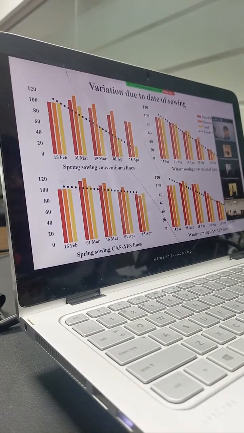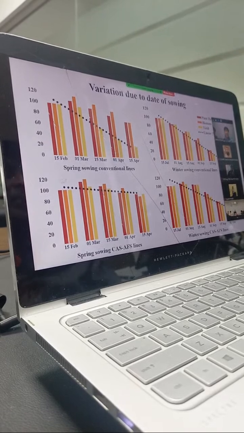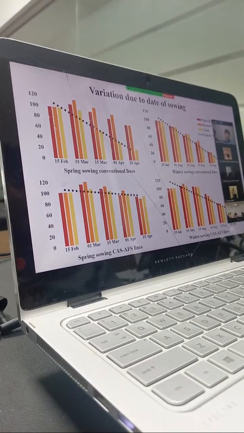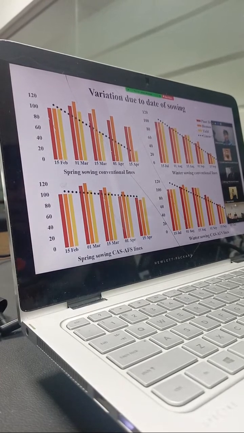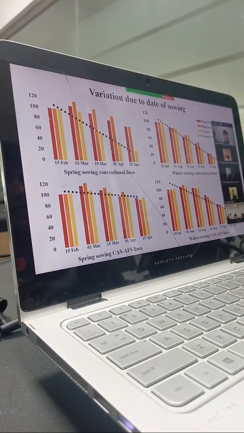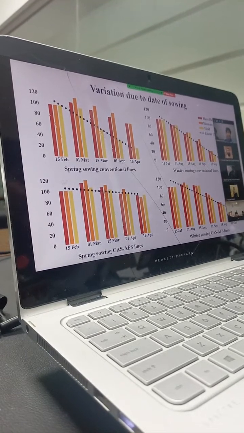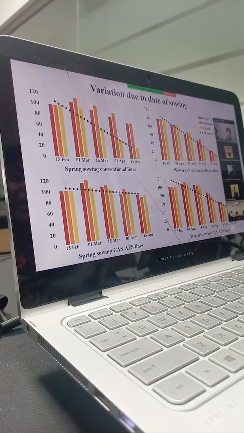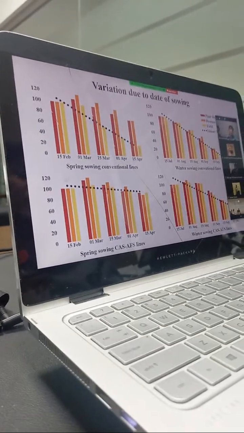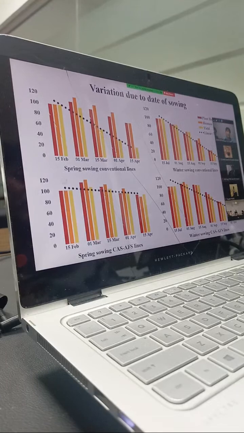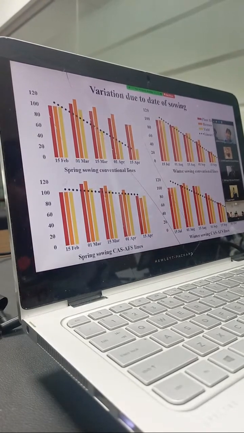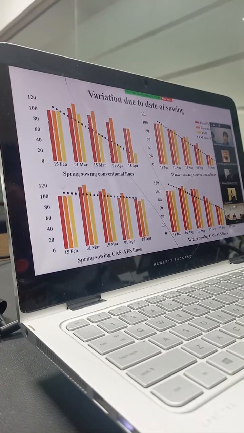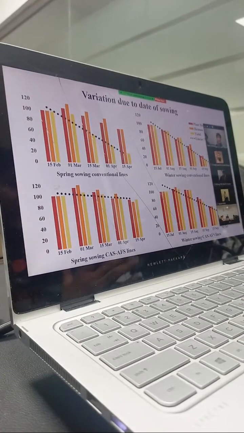On the right hand side, again, we mentioned the winter sowing, and winter sowing started from 15 July to 15 September. Again, here the trend is a bit different. Along with seed yield, the plant biomass and plant height also decreased significantly. So we can see that as we are progressing towards lower temperature ranges, the plant biomass, plant height and even yield tend to decrease.